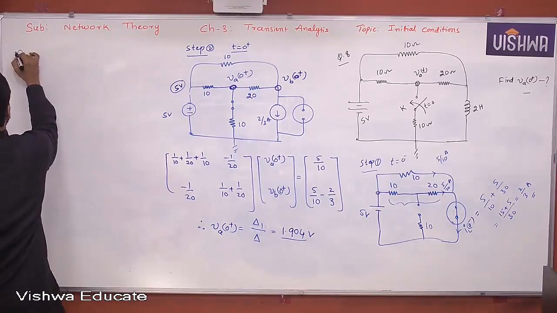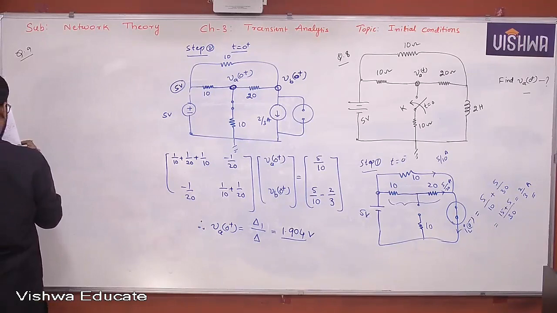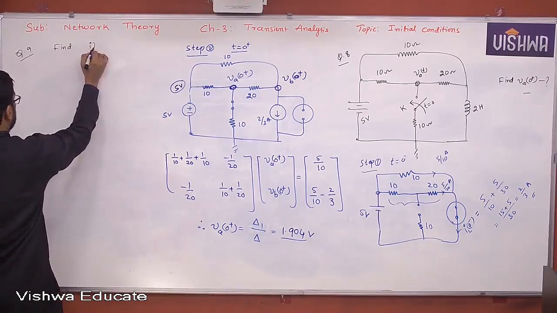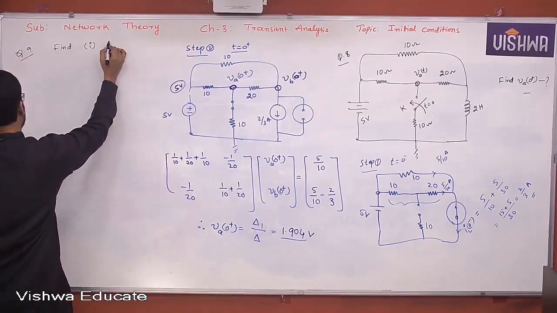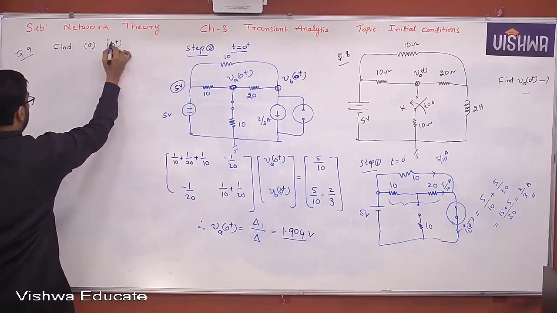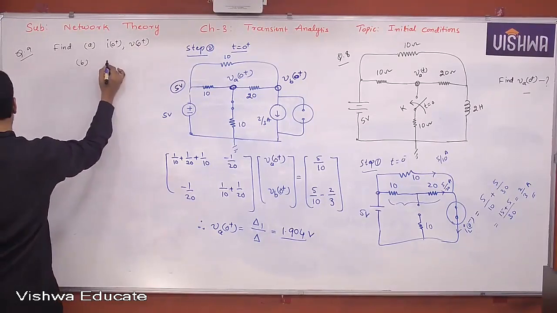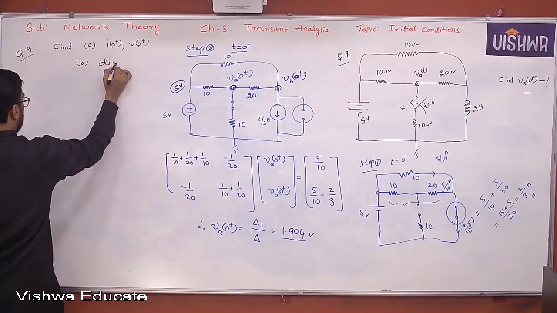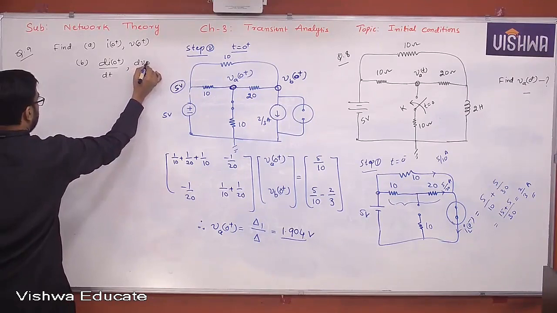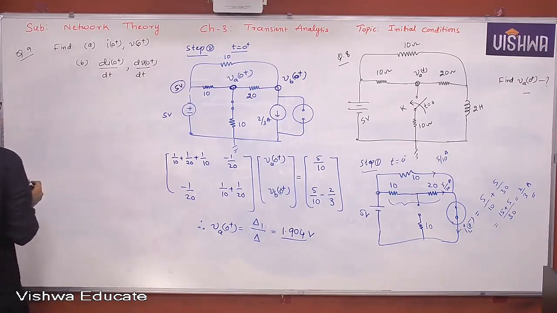Meanwhile I just go with question number 9. Find I of 0 plus, V of 0 plus, di of 0 plus by dt, dV of 0 plus by dt.